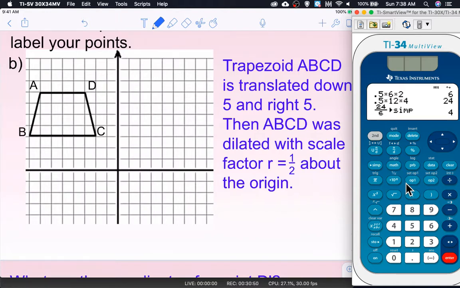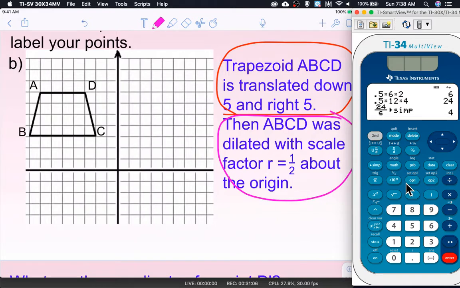All right. So I'm going to do this translation in red, and then I'm going to do green's not good for me. I'm going to do this part in this pinkish magenta color. All right, so red. Trapezoid ABCD is translated down 5, right 5. Well, that's actually fairly easy. So I'm just going to pick a point, C. I'm going to go down 5. 1, 2, 3, 4, 5. 1, 2, 3, 4, 5.